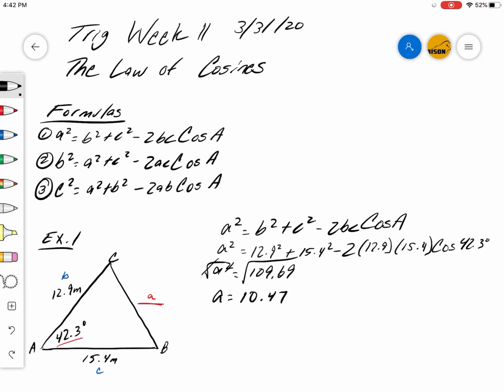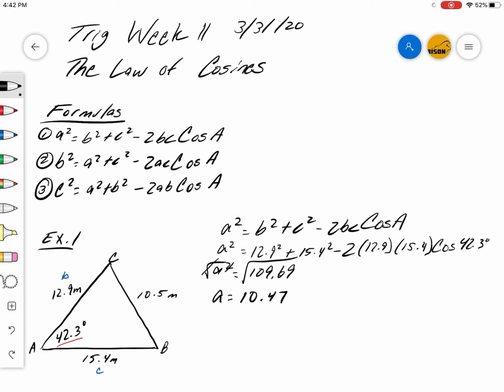Now I should probably look at the way my rounding is on my picture. Each of those is rounded to 1 decimal place, so I'm going to go ahead and round that to 10.5 when I put it on my picture. So I'm going to get rid of this red A, and I'm going to put it on my picture as 10.5 meters. Okay, so that's not too bad.